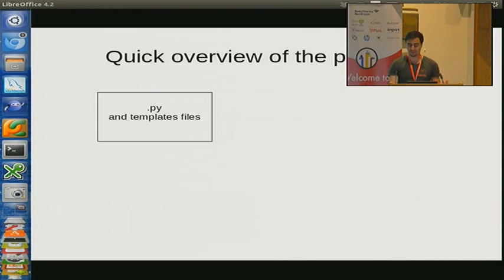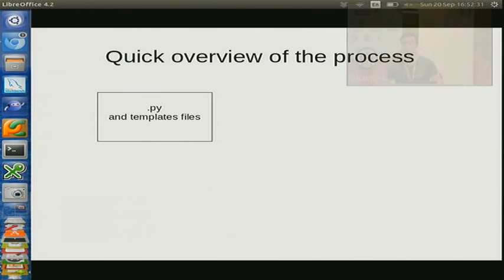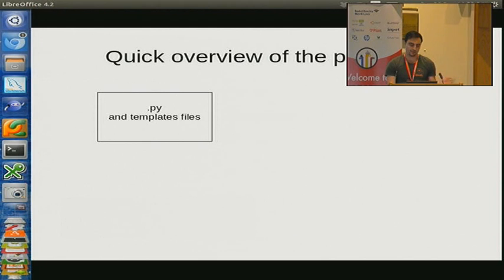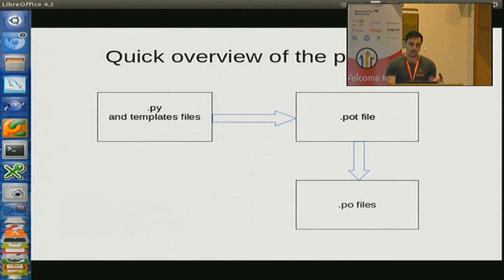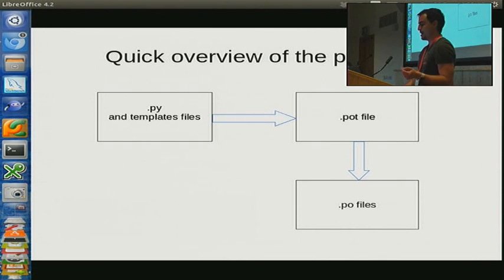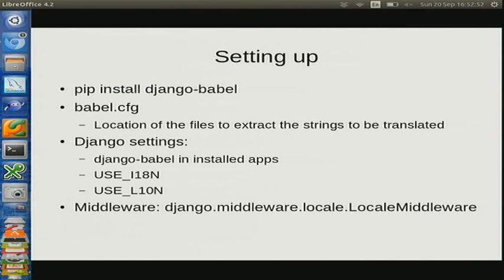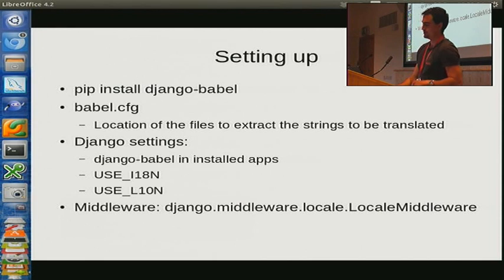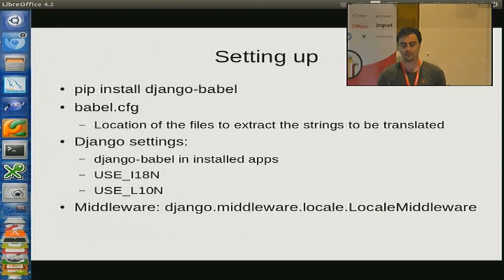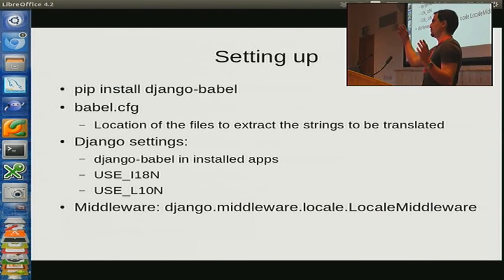So the process is well-known, the gettext process, all stuff from the 90s. Basically, in your PY files and template files, there is an extraction process that creates a POT file, and then for every language, you have a PO file, which you send to the translators, and eventually, when you compile this file, you get a MO file. To set it up in Django is quite easy-ish. You have to install Django Babel, configure it, and set some settings. Also, you need a middleware so that whatever page or request you pass can be translated correctly.